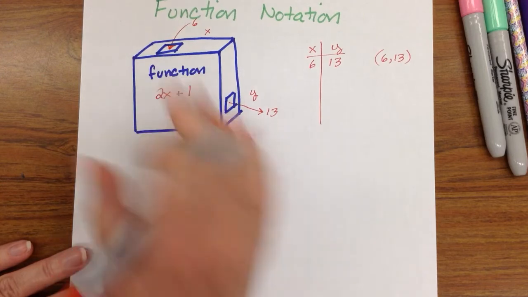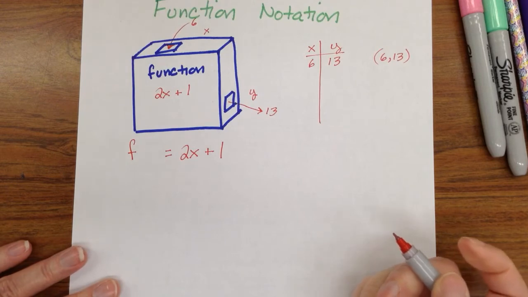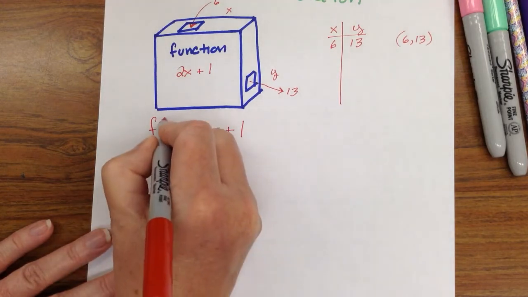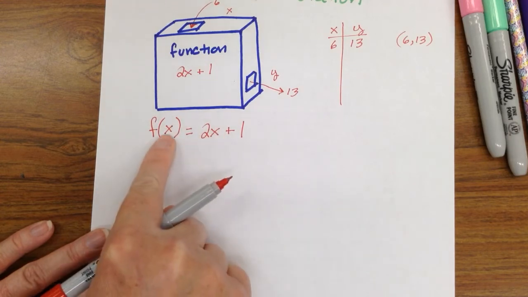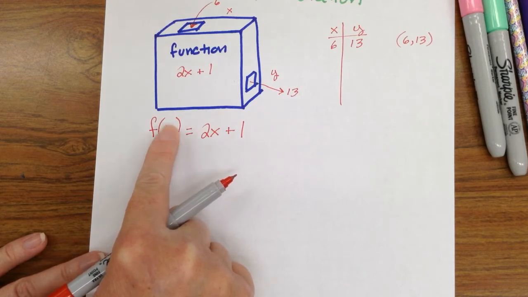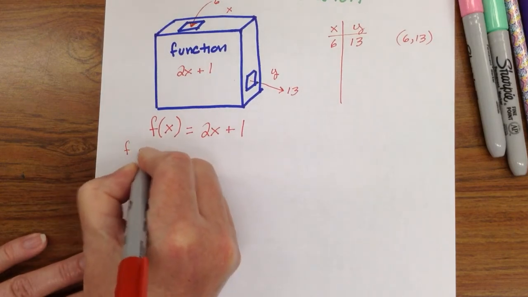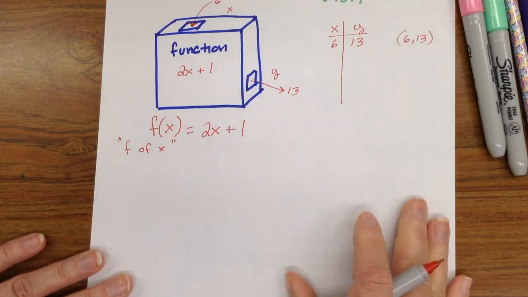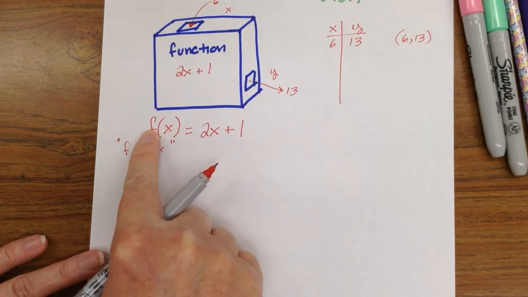F for function. So I write an f. And I want to express that I want to fill things into this function. Here's the way we do that. Next to the f, we do the parentheses, and we put an x here. And x over here marks the spot where you can put numbers in. This notation is said out loud, f of x. That's how we would say it, f of x. And the notation means fill whatever is here into the f function.